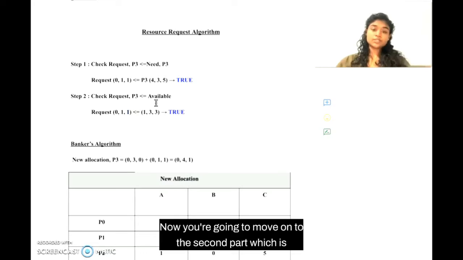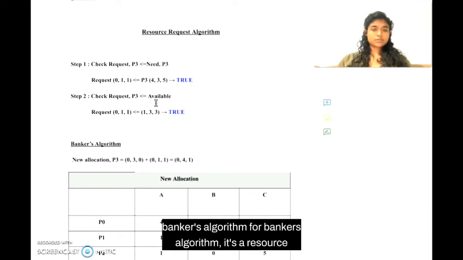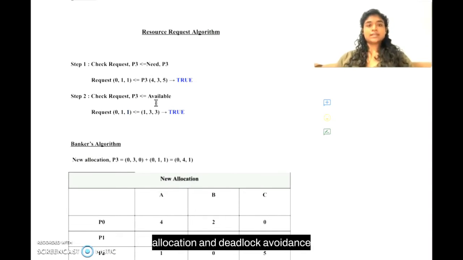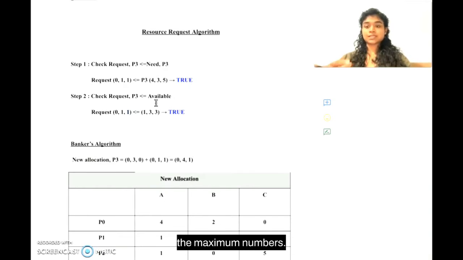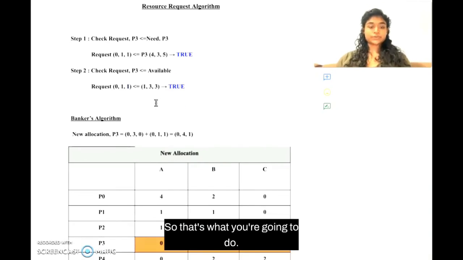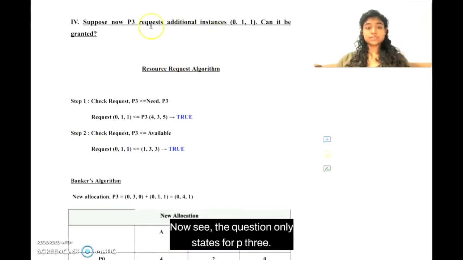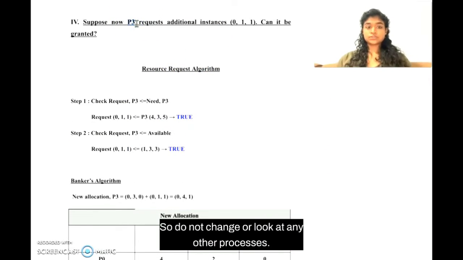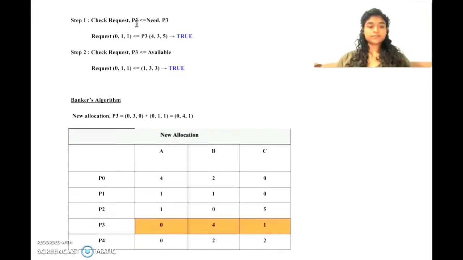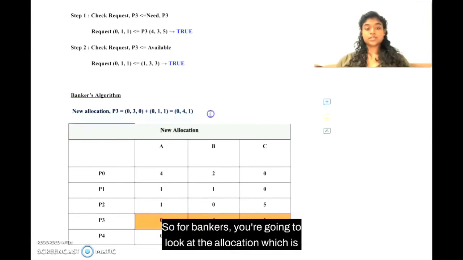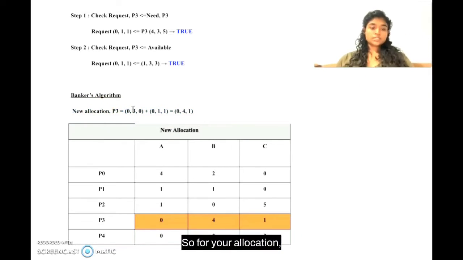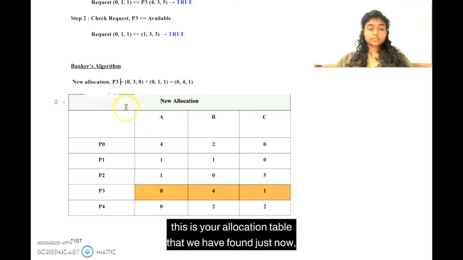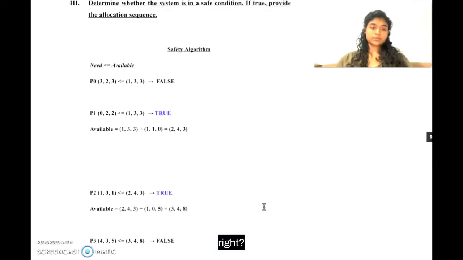Okay, for the resource request algorithm. Now you're going to move on to the second part, which is Banker's algorithm. Banker's algorithm is a resource allocation and deadlock avoidance algorithm that tests for safety by simulating with predetermined maximum numbers. The question only states P3, so do not change or look at any other processes. For Banker's algorithm, you're going to look at your maximum and your allocation.